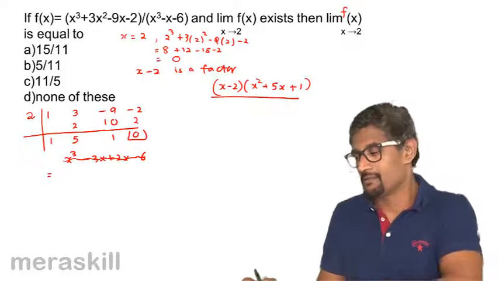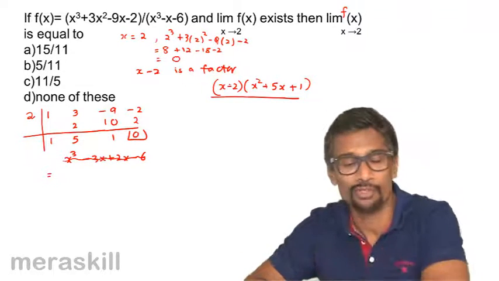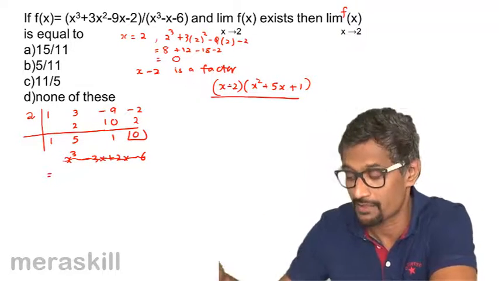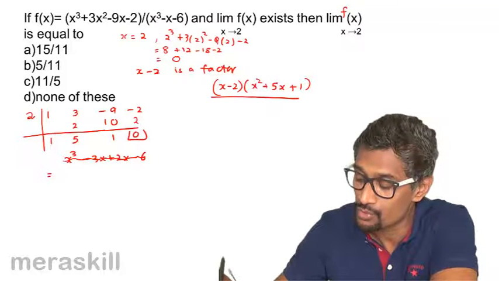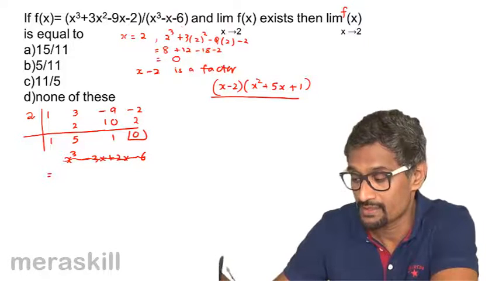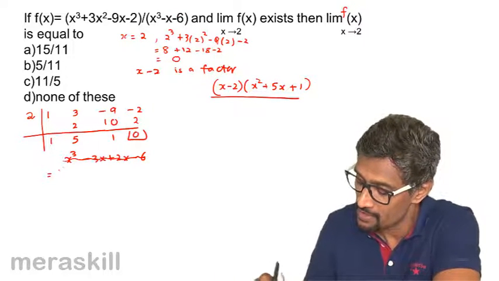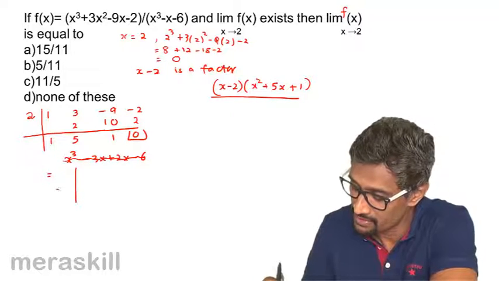Now take a hint. You have an x minus 2 as a factor. In all probability, the denominator also should have x minus 2 as a factor. So let's substitute the values. 2 cube is 8, minus 2, 6, 6 minus 6, 0. So even for this, x minus 2 is a factor. So we can do it by synthetic division, with this one 2.